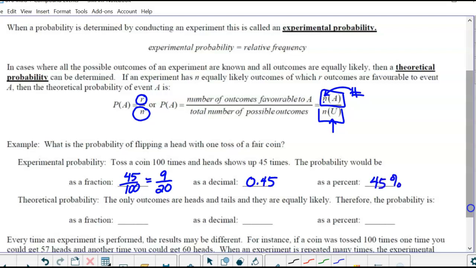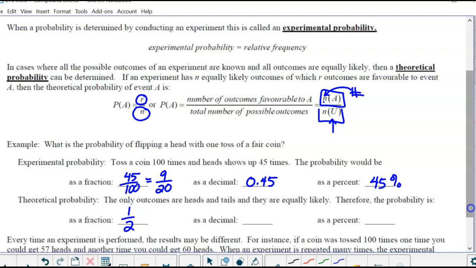Okay? Now, that's one experiment. You tossed it 100 times. That's not the same right now as the theoretical probability. Okay, we're assuming that the coin is a fair coin. It's not weighted on one side more than the other. So as a fraction, it would be 1/2.